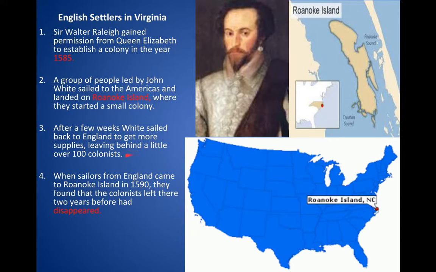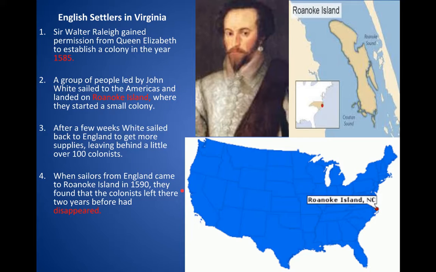He had started this colony, 118 people were there, and then 2 years later, sailors from England came back to Roanoke Island in 1590, where they found that the people that had been left there 2 years earlier had disappeared. So 118 people disappeared. So that was a failure, this Roanoke Island. It was not a successful colony because they were not able to stay alive. They were not able to continue on as a colony, and they vanished sometime in those 2 years that John White was gone back to England getting supplies.